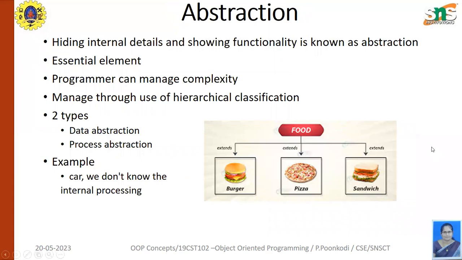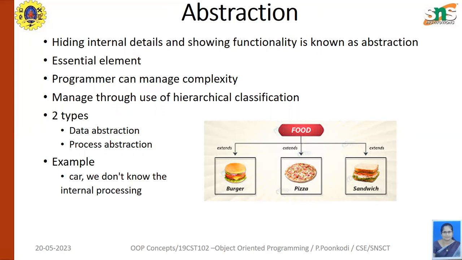The next one is abstraction. Abstraction means hiding the internal information. If we hide that internal information, then that particular functionality is known as abstraction. This abstraction is an essential element in the Java programming language. The programmer uses the abstraction concept to manage complexity, and that complexity is managed through the use of hierarchical classification. Here we have two types of abstraction: data abstraction and process abstraction.